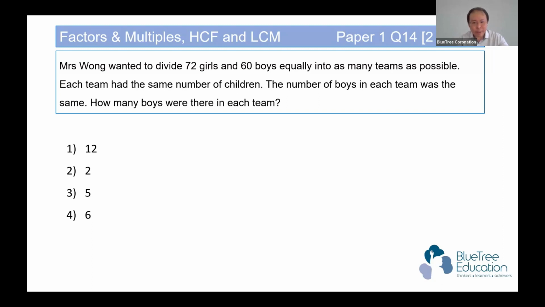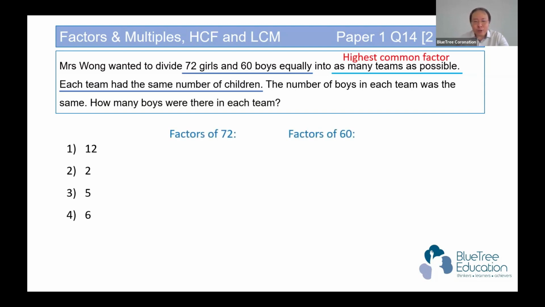So when you first read this question, you should identify that this question is actually involving factors and multiples. They give you the numbers 72 girls and 60 boys divided equally, and each team has the same number of children. And in the question, there's an important clue. They say as many teams as possible. That means they want as many groups, the maximum number of groups, which is actually referring to your highest common factor or HCF.